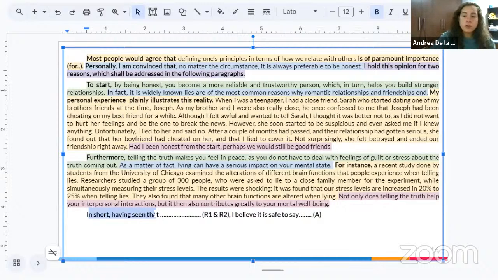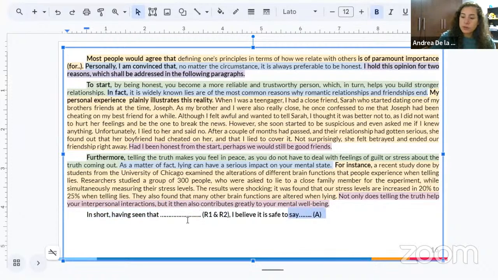In short, or in conclusion, having seen that, which means habiendo visto que, and then we gotta summarize both reasons. Habiendo visto que ser honesto ayuda a construir mejores relaciones y además te ayuda en tu estado mental. I believe it's safe to say, considero que se puede afirmar que, and then we answer the question once again, right? Siempre es mejor ser honesto. It's always better to be honest. Okay, guys? So that's it. That's what we're going to do technically in the conclusion. Summarize the two reasons and then restate our opinion.